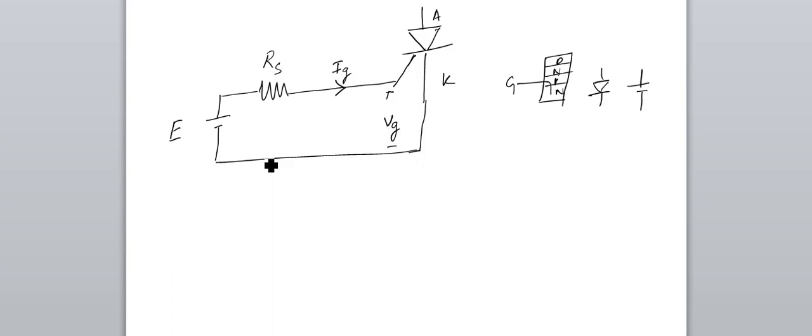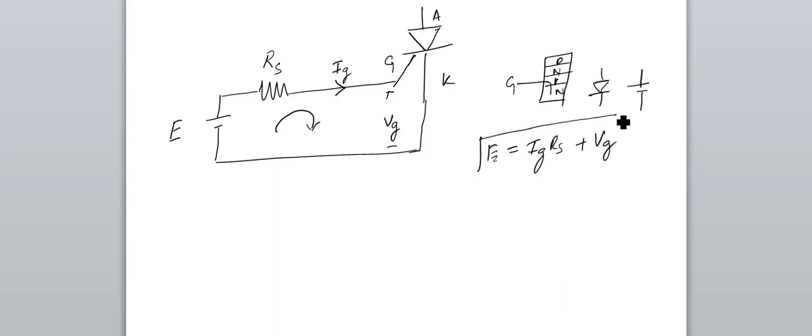So the gate circuit is quite like this. You have to supply a voltage, and you have to give a resistance to protect the gate terminal from huge current, and then you turn it on. Overall, if you write the KVL equation, it is E is equal to IG Rs plus VG. This is my gate characteristic, the gate equation.